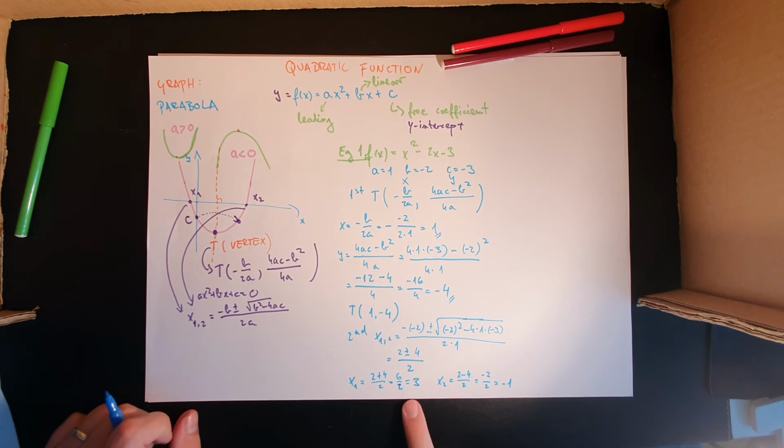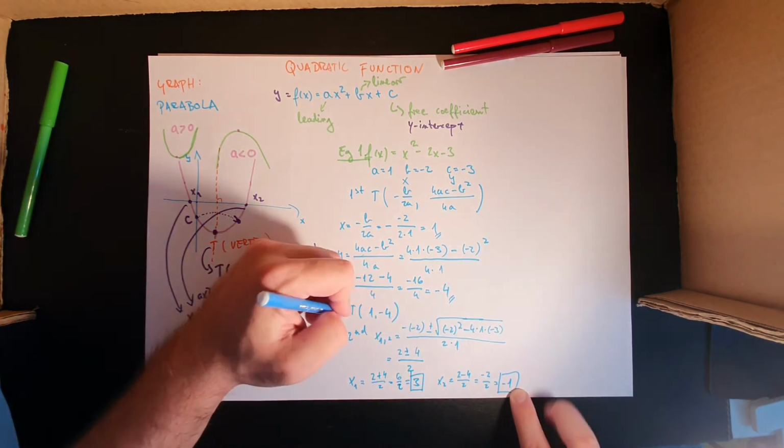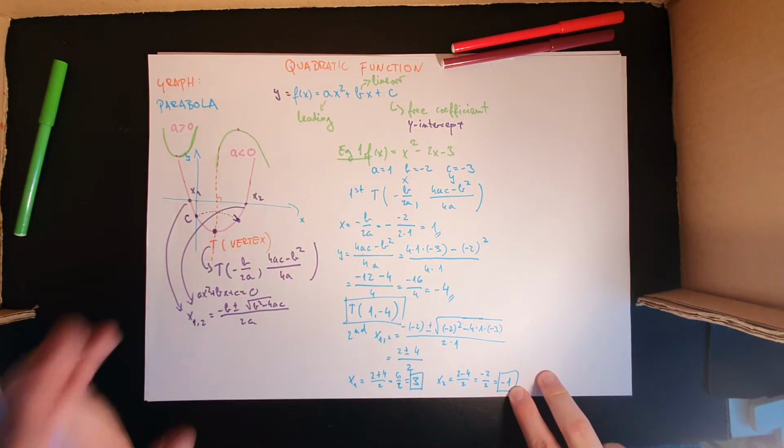Now we know the x-intercepts. I'm going to point them out: 3 and minus 1. So we now have 3 points ready.